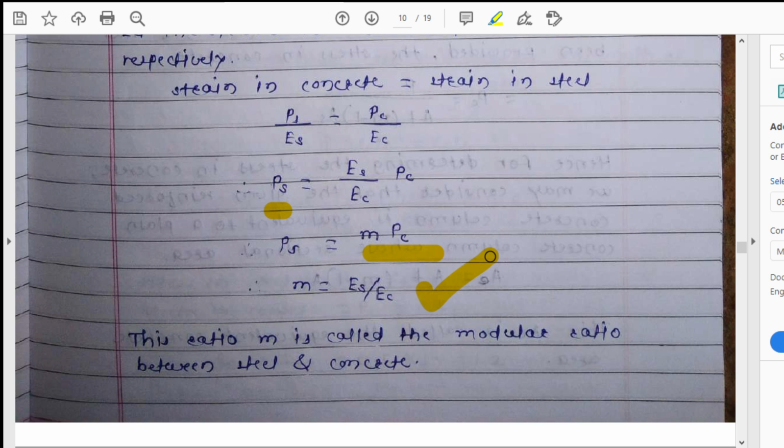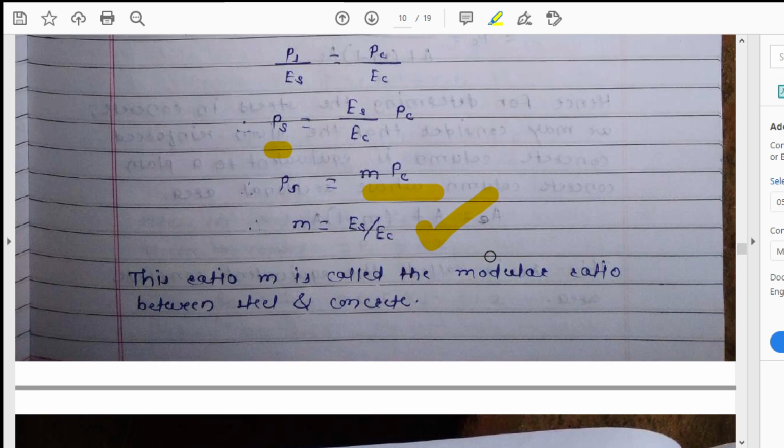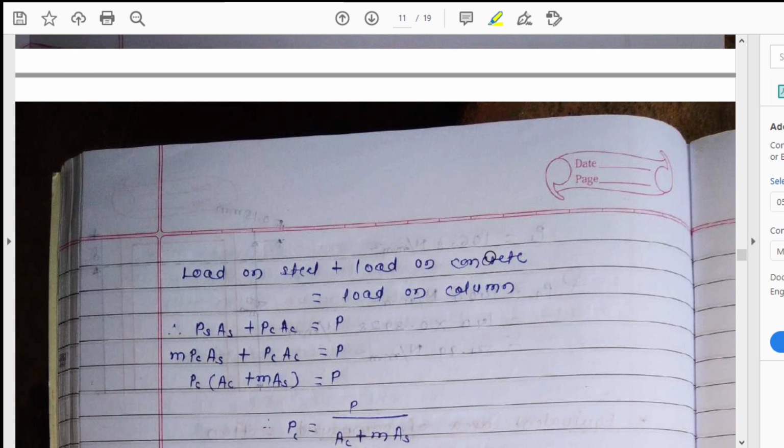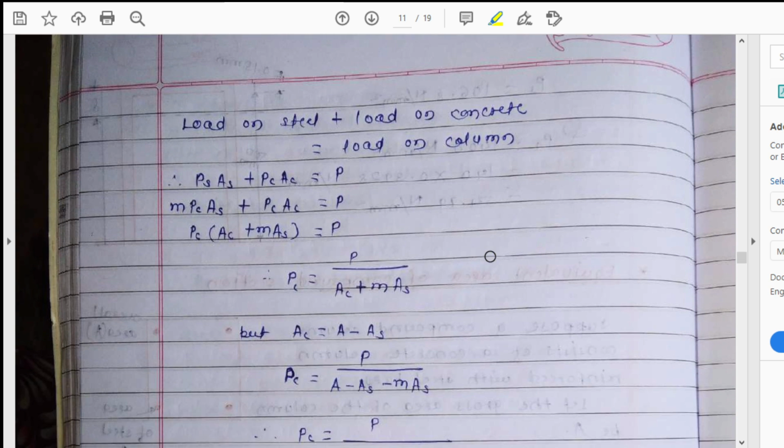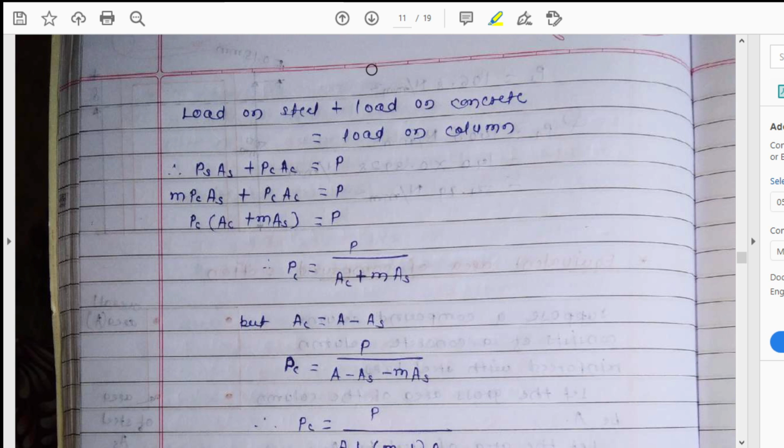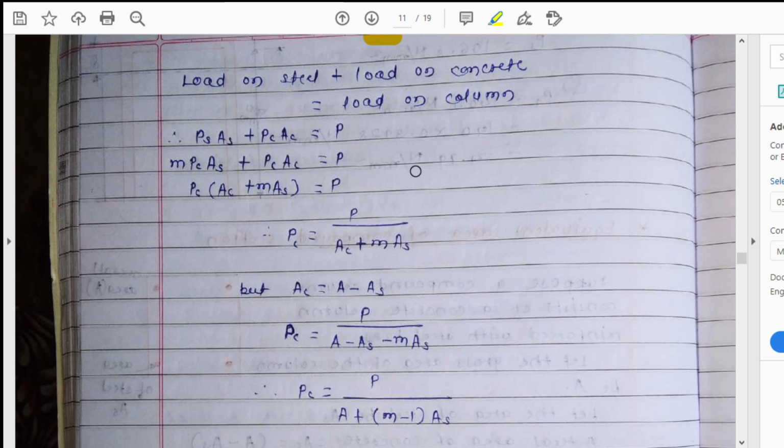That means if we take the ratio of the two Young's moduli from the two stress-strain equations, we will get the modular ratio between the two components. After the strain calculation, we have to calculate the loads on particular members. The load on steel and load on concrete will sum up and give the load on the column.